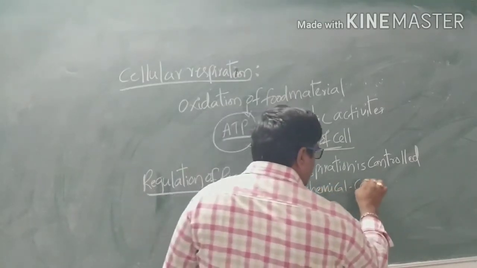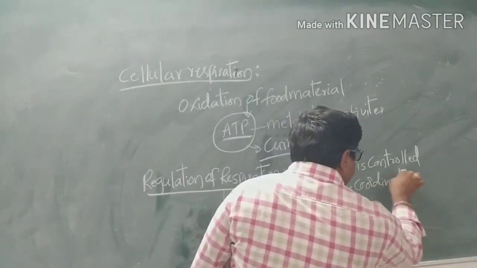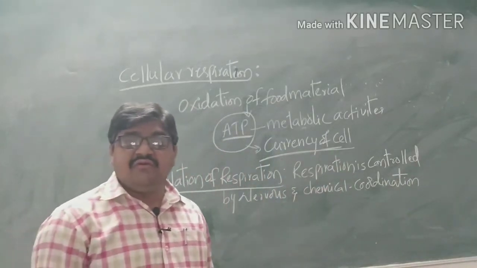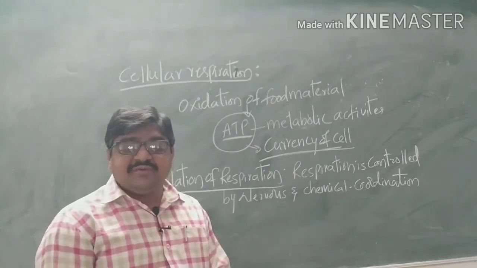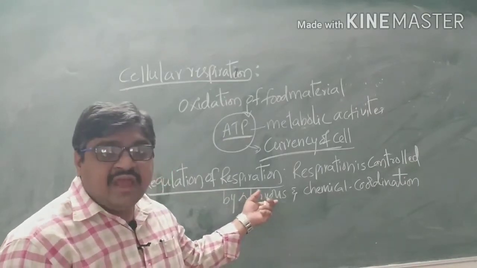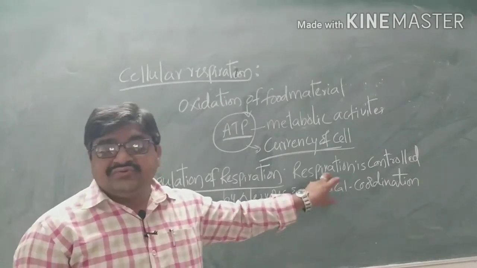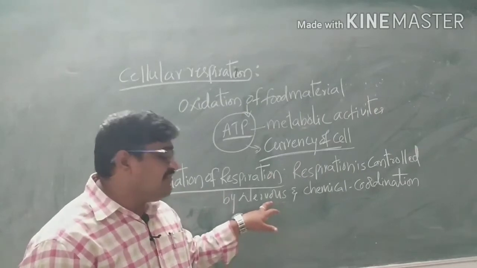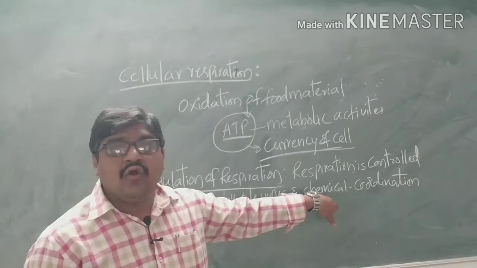This is the regulation of respiration. Respiration is mainly controlled by the nervous system and also by chemical reactions or chemical coordination produced in our body. So it takes place by both nervous as well as chemical coordination.